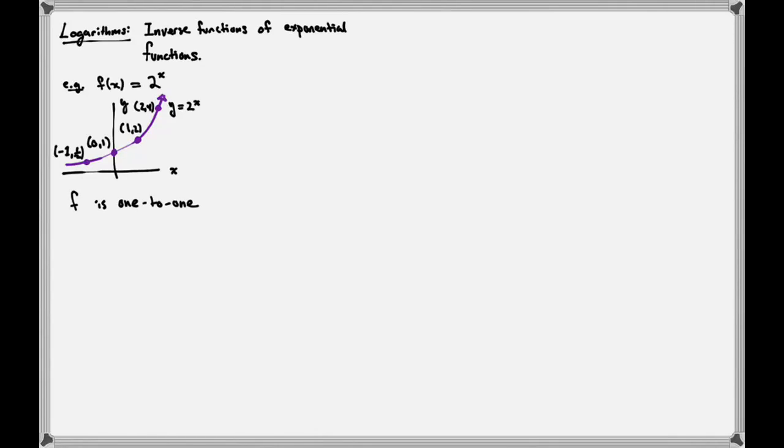f is a 1-to-1 function. The reason for that is if I draw a horizontal line anywhere on the graph, it will hit it at most 1 point. As such, every output, every y value of this function has a unique corresponding input on the x-axis. For every positive number, I can find a unique real number whose input to the exponential function gives me that y value as its output. Therefore, f has an inverse function.